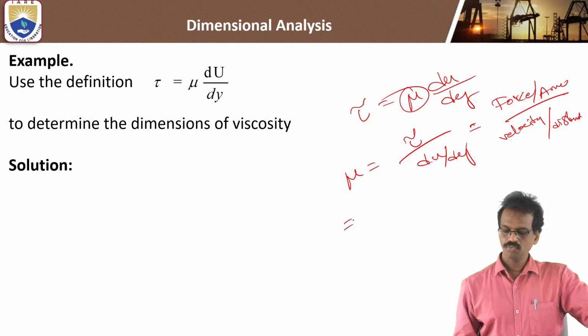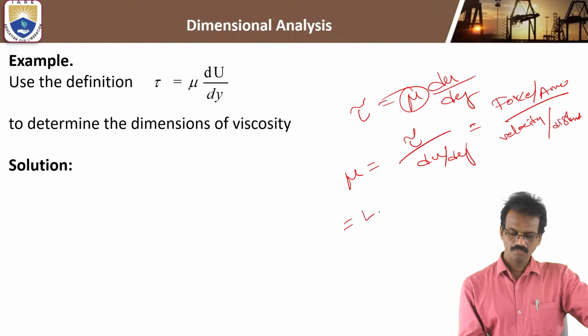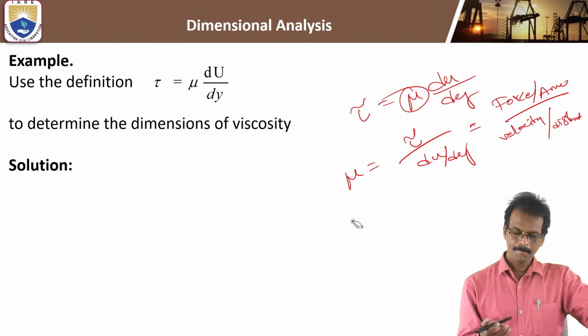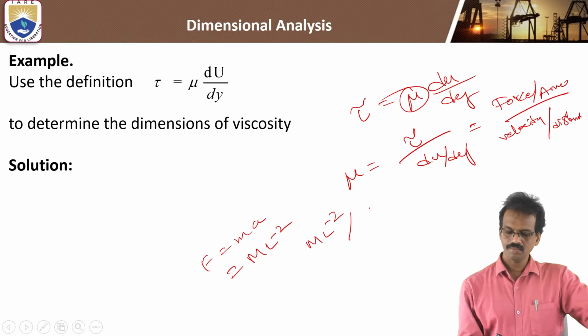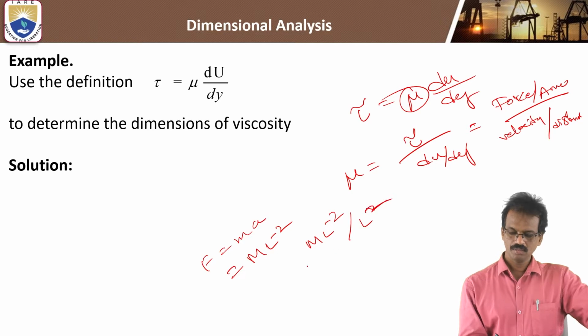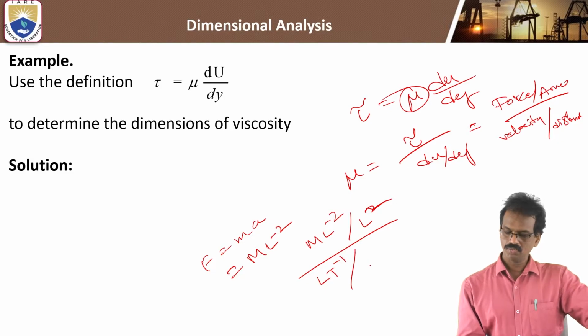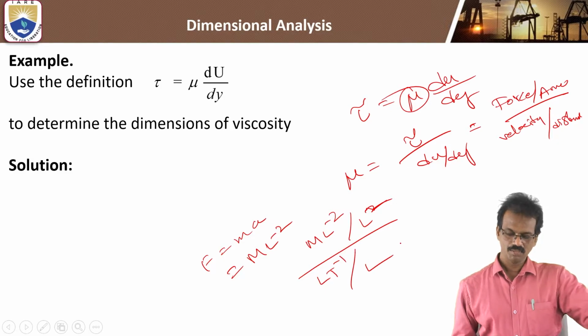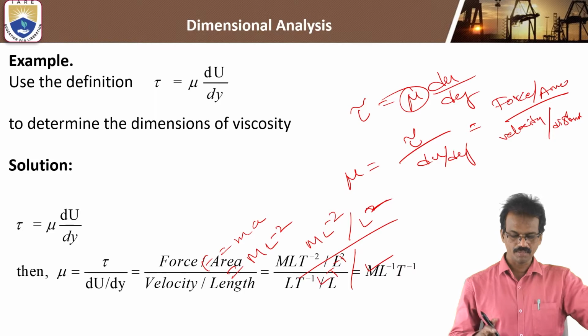Okay. So then force is equal to mass into acceleration, m into L T minus 2. So M L T minus 2 by area. Area is equal to L square, divided by velocity M L T minus 1, divided by distance L. So these are the parameters. Okay. So if you solve that one, completely you can write like this one.